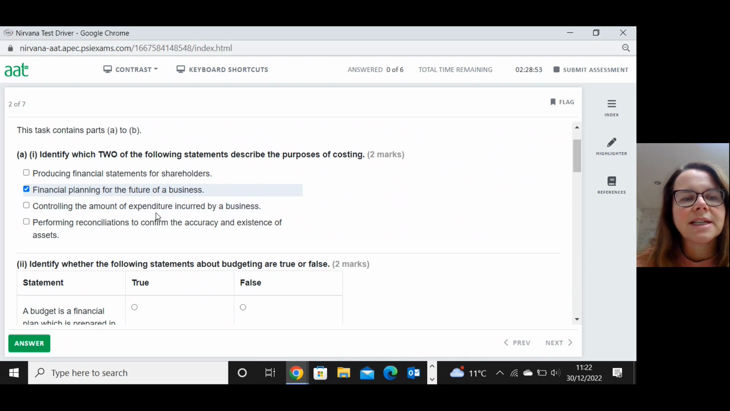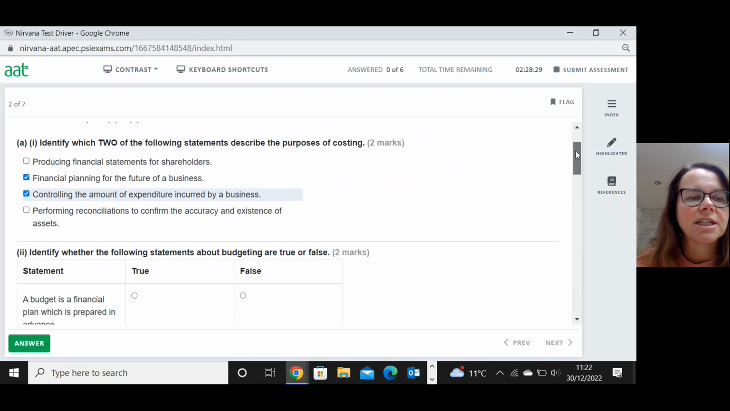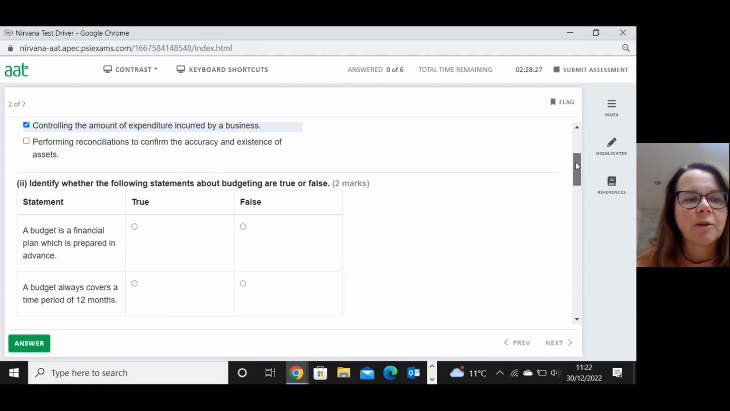Controlling the amount of expenditure incurred by a business. Again, that is one of the purposes. It's planning, controlling, monitoring. These are all purposes of costing. But let's just check it's not the last one. Performing reconciliations to confirm the accuracy and existence of assets. I know that's something that we do with our non-current asset register in financial accounting.